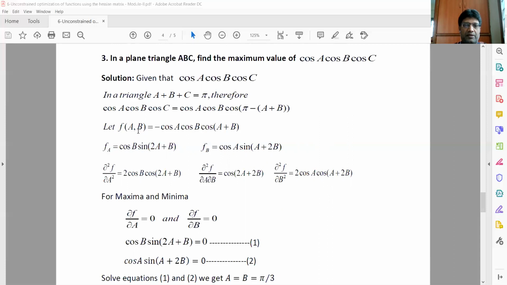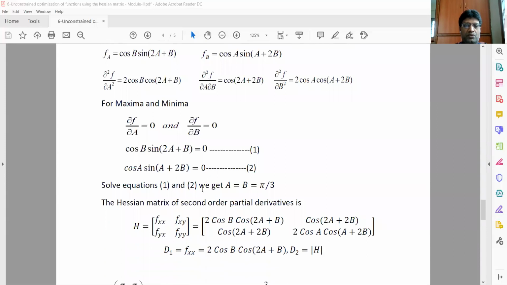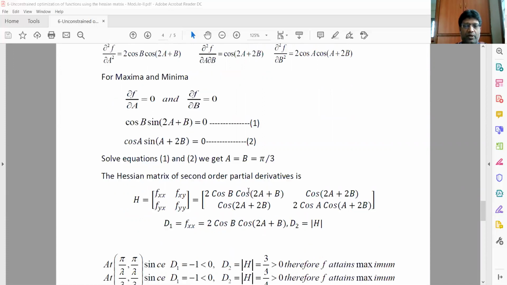We are taking this as f(A, B), which is like a function in terms of x and y; here it is a function in terms of angles A and B. So first calculate ∂f/∂A, next ∂f/∂B, next ∂²f/∂A², ∂²f/∂A∂B, ∂²f/∂B². So equate these two to 0, and if you solve it, you will get A equals B equals pi by 3. So this is the only critical point.